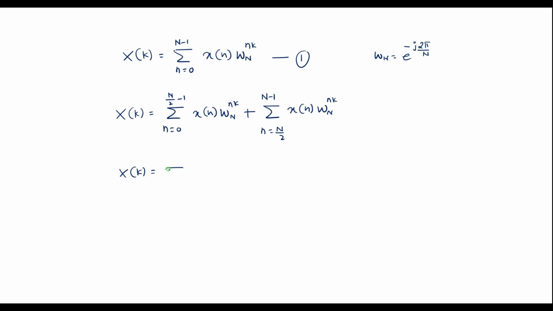Now I will rewrite this expression as X of k is equal to the first summation as it is, that is 0 to N by 2 minus 1 x of n W_N power nk, plus a summation where I will make the limits also 0 to N by 2 minus 1, that is n equal to 0 to N by 2 minus 1 x of n plus N by 2 W_N power k into n plus N by 2, where n should be replaced by n plus N by 2. So this summation is same as this one.